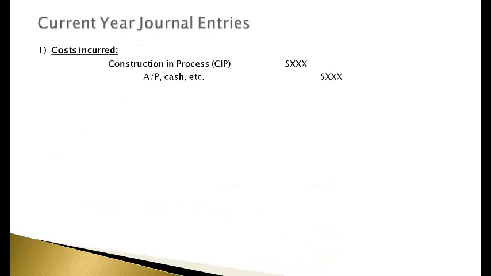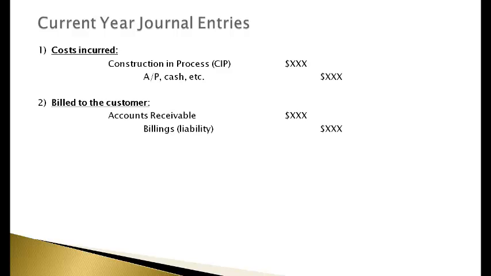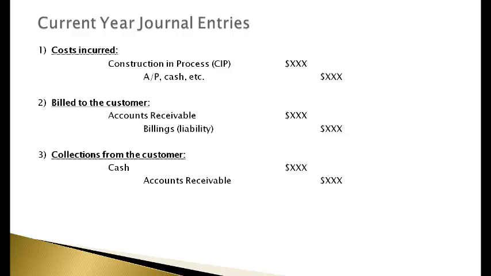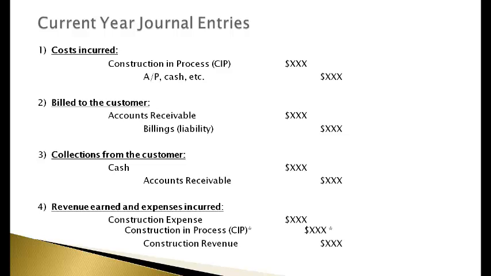There are 4 common journal entries used to record activity that occurs when working on long-term contracts. First, the costs incurred during the period are recorded to the Construction in Process account. Second, accounts receivable is recorded along with billings when the customer is billed. Third, cash received reduces accounts receivable. And fourth, revenue and expenses and profit are recorded.